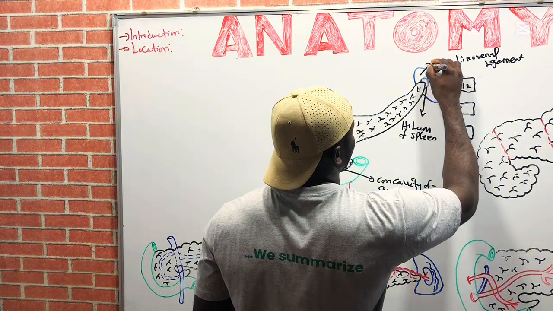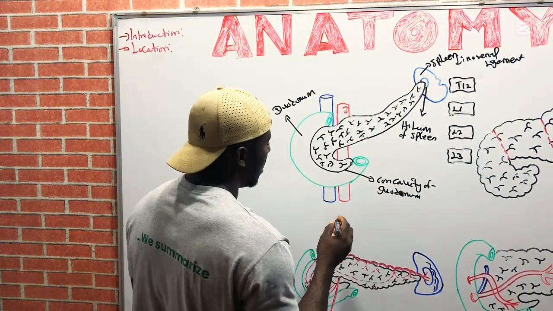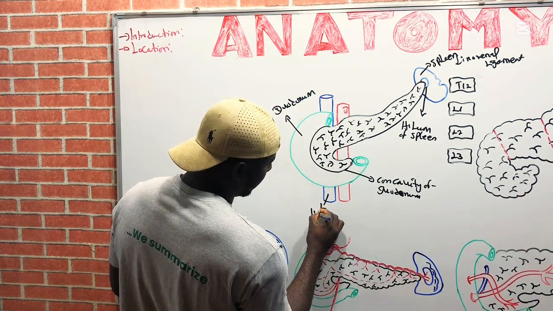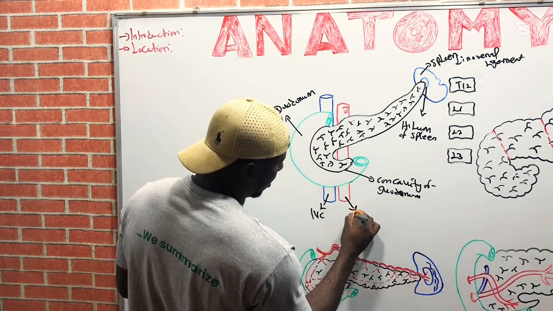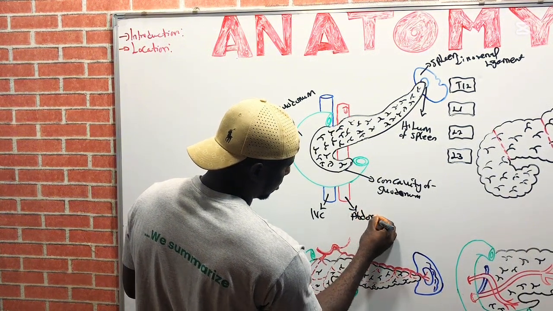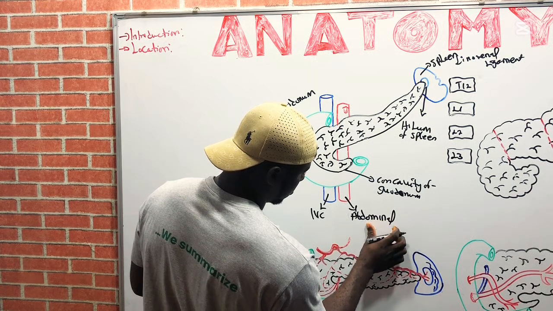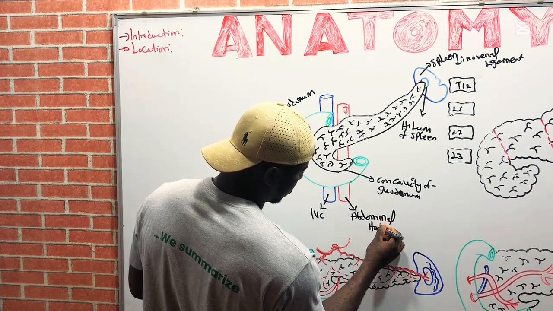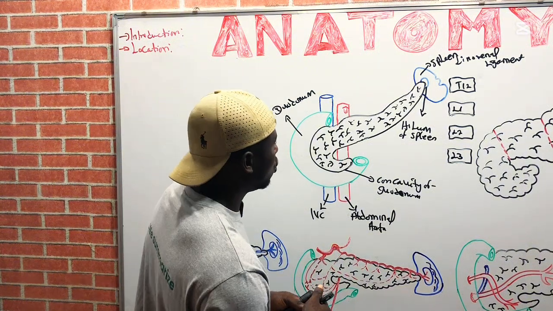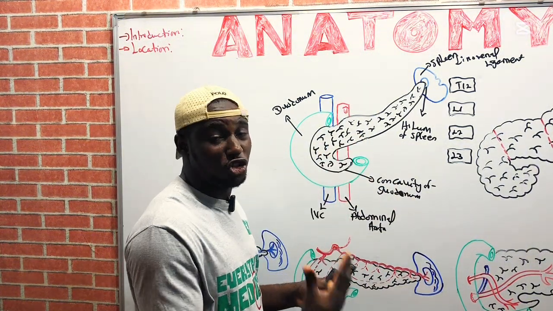So this is the spleen already, right? This is our IVC. This is the abdominal aorta. So this is how the spleen is located on the posterior abdominal wall.